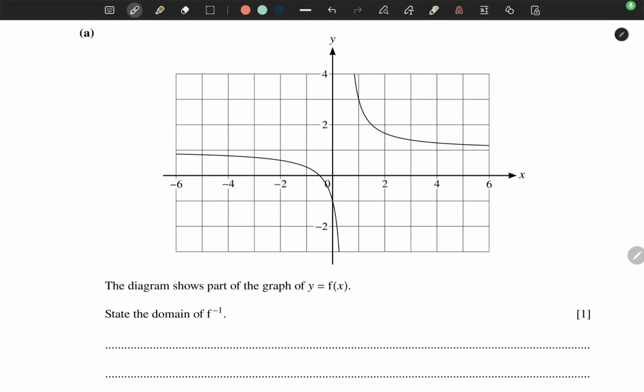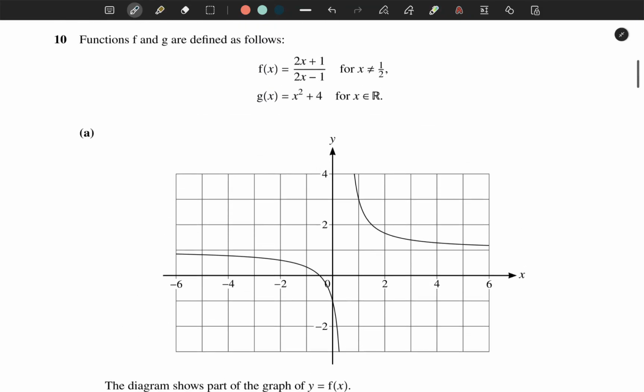Good everyone. In today's class, we're going to continue from where we stopped in our previous class. We are still solving questions on functions. We are starting with this question today. The function f of x is given to be this, g of x is given to be this, and this is the domain.